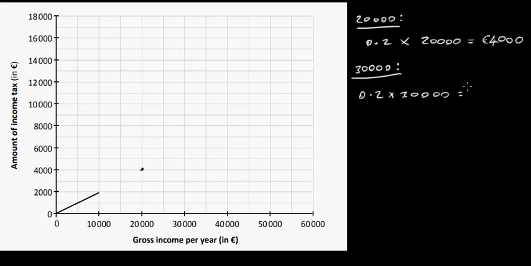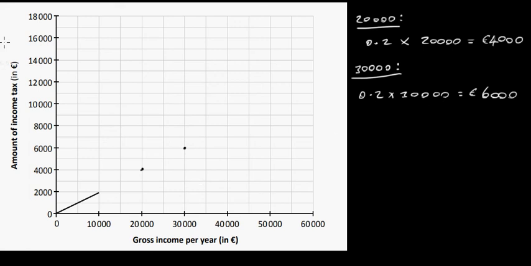So let me just work that out. So it's 0.2 times 30,000, and that's 6,000 euros. So that's 6,000 euros here. So we'll stick that in our graph as well. So 30,000 is 6,000 euros, which is here.